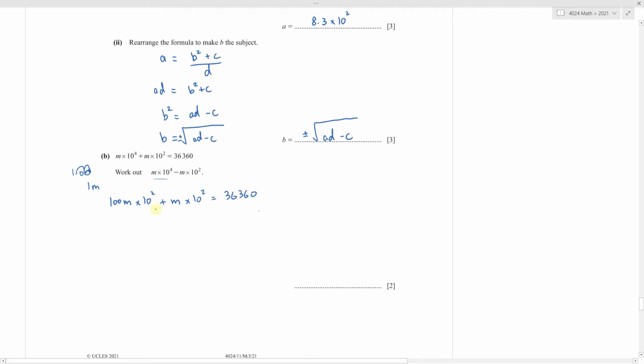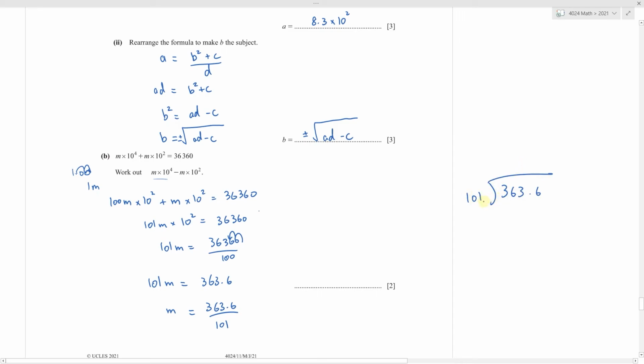Now I have same powers of 10, so I can take them common and add the values. 100m plus m is 101m multiplied by 10 power 2 equals 36360. 101m equals 36360 divided by 10 square, which is 100. So I'll move the decimal two places to the left. So this will be 363.6. So m will be 363.6 divided by 101. So let's do this division.